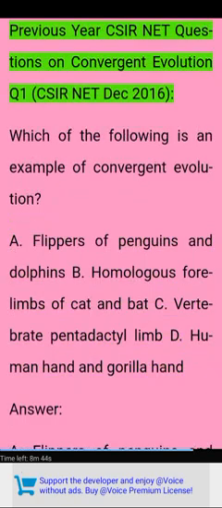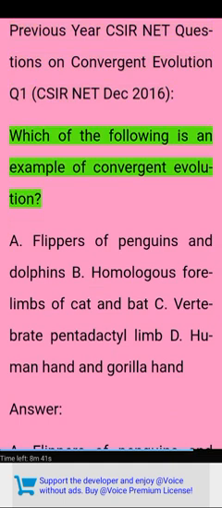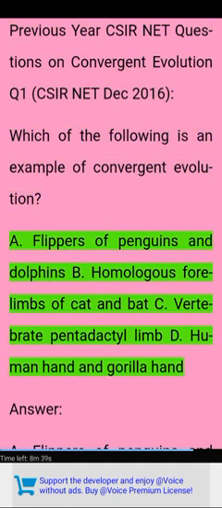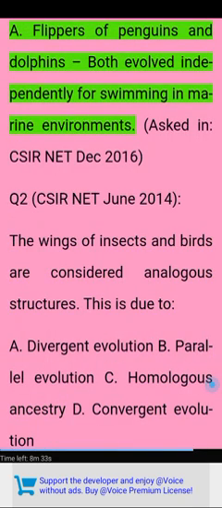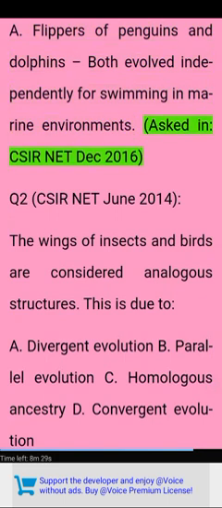Previous year CSIR-NET questions on convergent evolution. Q1, CSIR-NET December 2016. Which of the following is an example of convergent evolution? A, flippers of penguins and dolphins. B, homologous forelimbs of cat and bat. C, vertebrate pentadactyl limb. D, human hand and gorilla hand. Answer: A, flippers of penguins and dolphins, both evolved independently for swimming in marine environments. Asked in CSIR-NET December 2016.